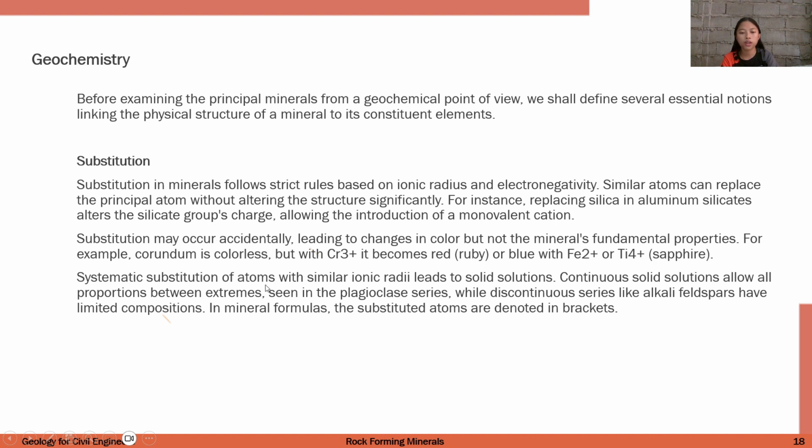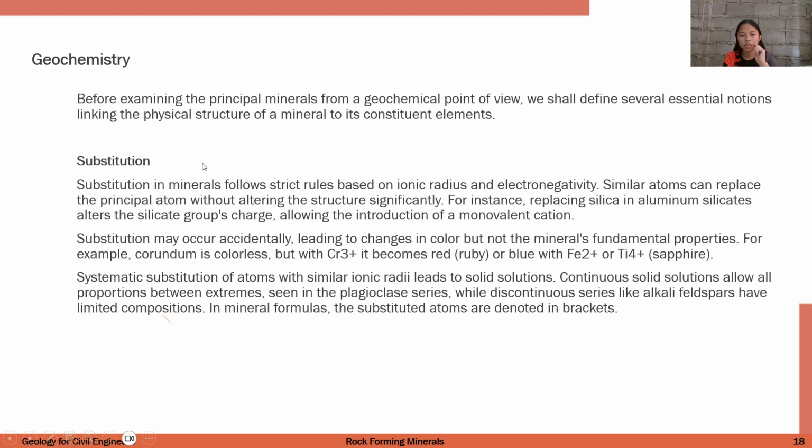Systematic substitution of atoms with similar ionic radii leads to solid solutions. Continuous solid solutions allow all proportions between extremes, seen in the plagioclase series, while discontinuous series like alkali feldspars have limited compositions. In mineral formulas, the substituted atoms are denoted in brackets.